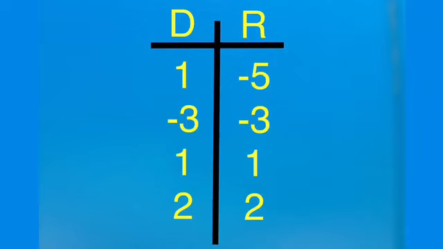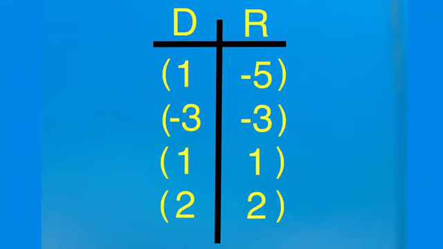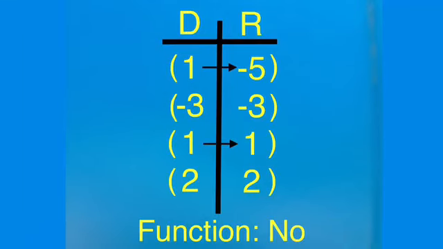This is a table of ordered pairs. It's a relation. But this time, instead of an X and a Y, I used a D and an R at the top of the table to represent the domain and the range. Here are the 4 ordered pairs. Is this relation a function? The answer is no. This is why.